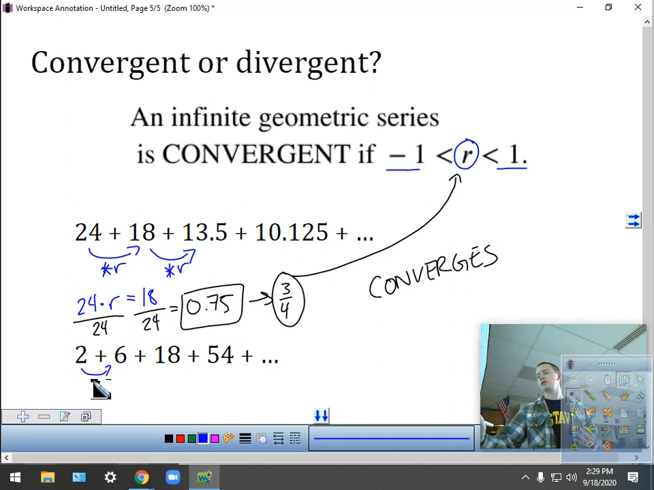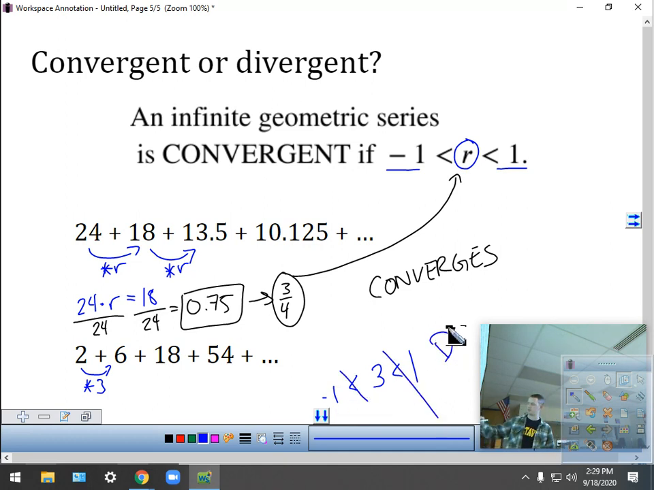This one is a multiplying by 3 rule, and so since 3 is not between these numbers, this is a divergent series. So we say this series diverges because it goes to infinity eventually.